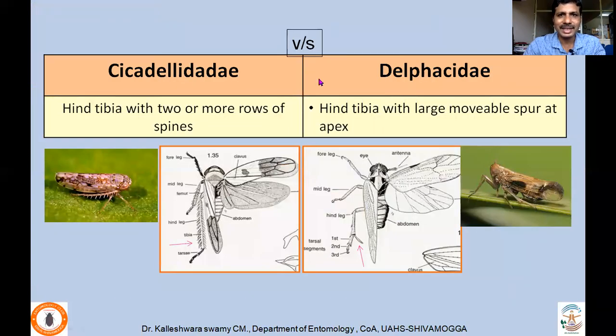So how do you differentiate Cicadellidae and Delphacidae? Previously we distinguished Cicadellidae from Cercopidae. Now Cicadellidae with Delphacidae, plant hoppers. As I was telling, hind tibia with two or more rows of spines here in this region, whereas in the case of plant hoppers, Delphacidae, we have to look for this movable apical spur in the hind tibia. That's how we can distinguish leafhoppers from plant hoppers.